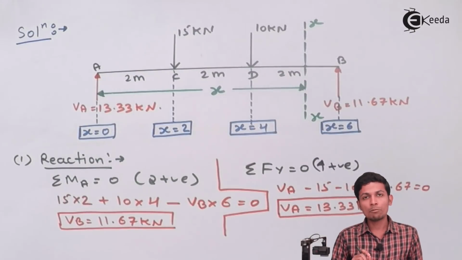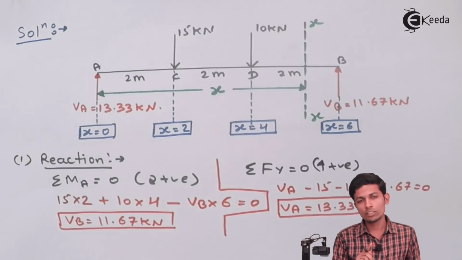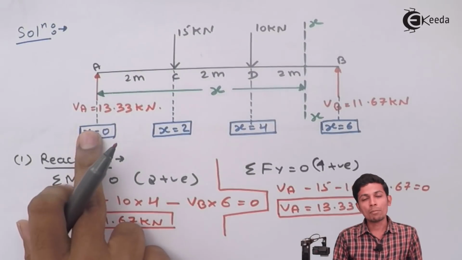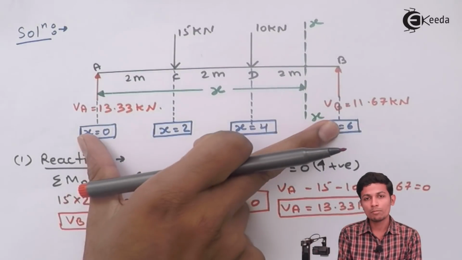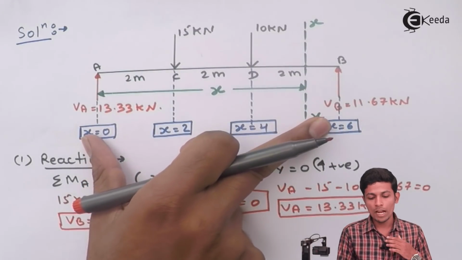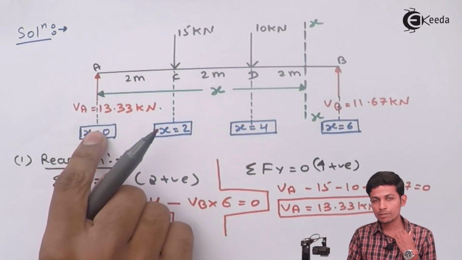Whatever reaction part is there in the exam is nothing but a boundary condition. This is a boundary condition and this is also a boundary condition. These two are the boundary conditions over here, so we have to apply them one by one. Now see, this is the first boundary condition.